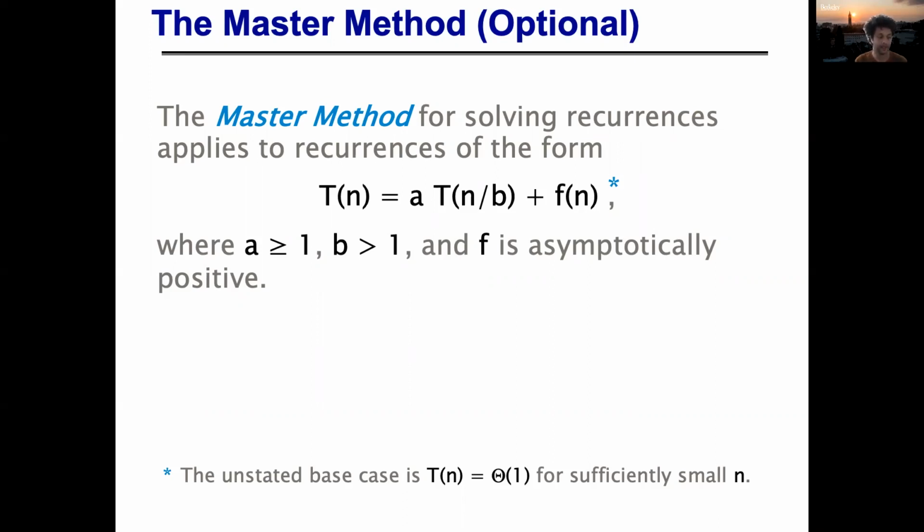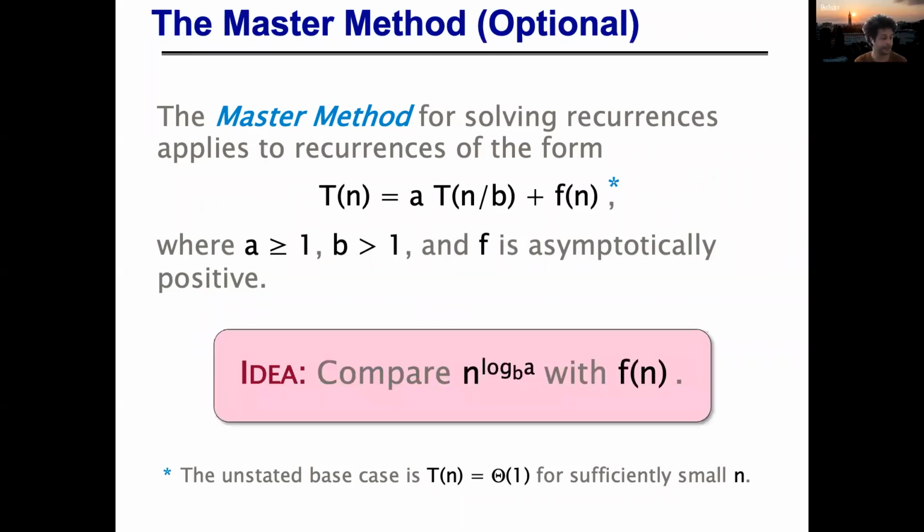The general idea of the master method is simply to compare the cost of the work that's done at each level of the recursion, which is the function f of n, with this quantity n to the log base b of a. And remember, b is the factor by which I'm shrinking my problem size, and a is how many subproblems I'm creating.